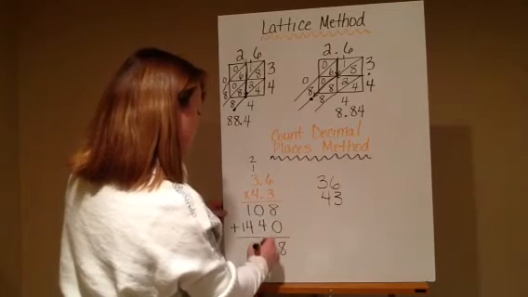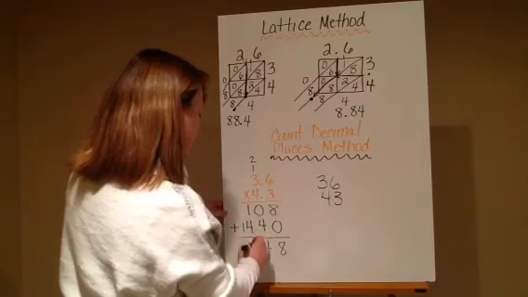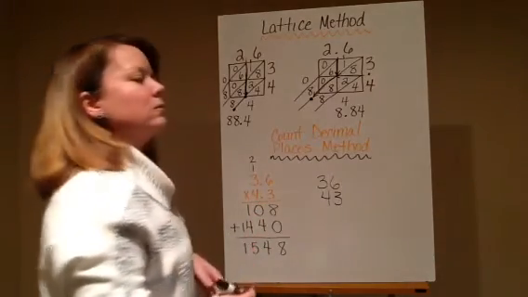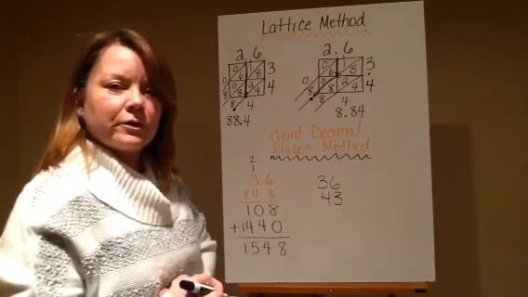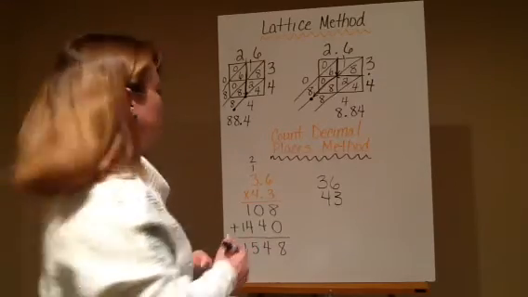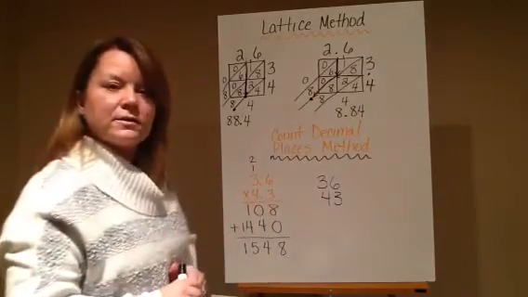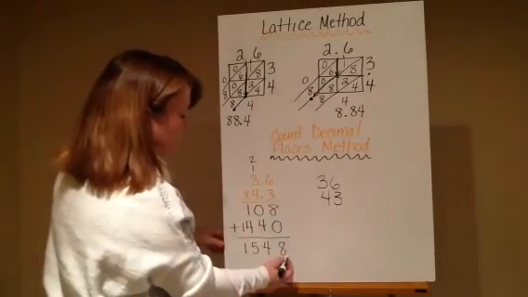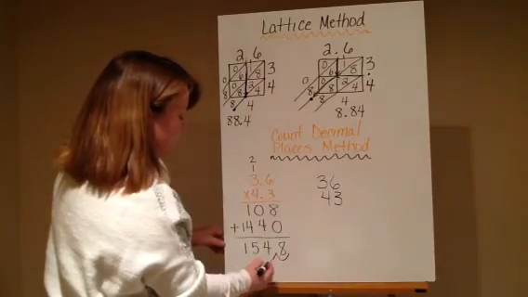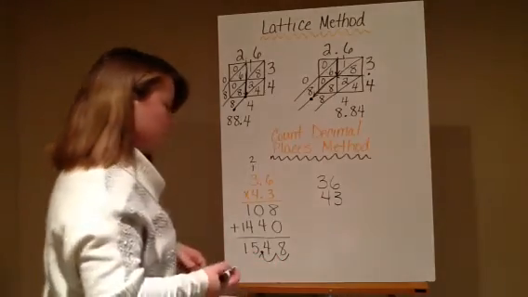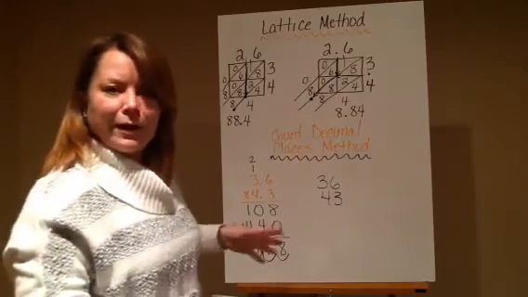8, 4, 5, 1. Now, here's the part where you're going to decide where that decimal point goes. I have 1, 2 decimal places. So I'm going to start here, and I'm going to count 1, 2. Decimal point goes right there. Okay? That's the way I learned.